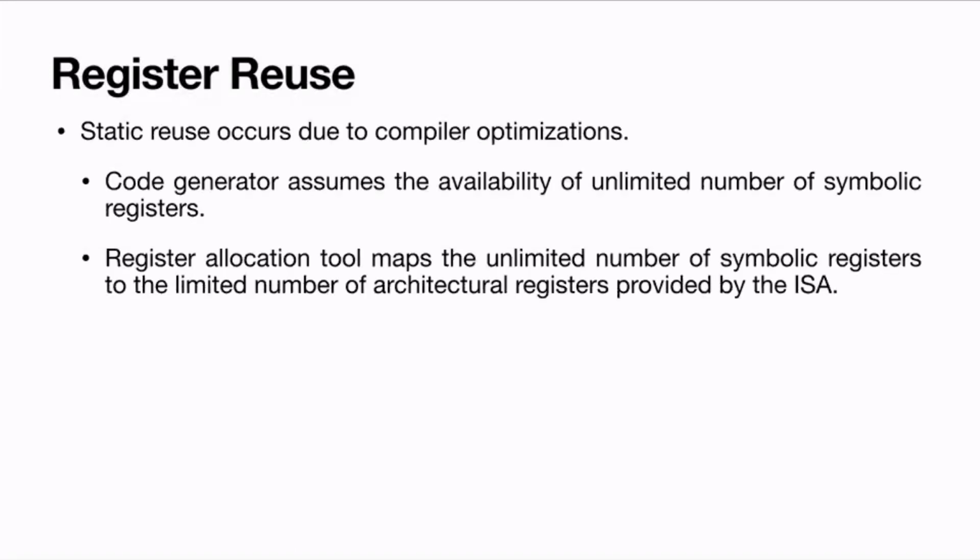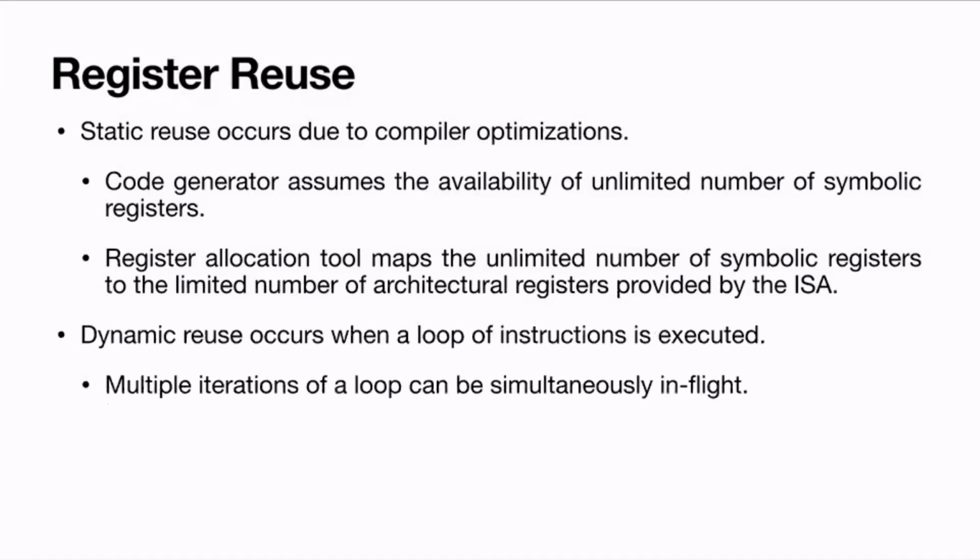So static reuse occurs due to the compiler optimizations. Code initially assumes an unlimited number of registers, and finally it will be mapped to a limited number of registers that is specific to the ISA. But at runtime, because of this loop body, multiple iterations are co-located in the entire pipeline. Because of that, the same register in this loop body appears again for the next iteration. As a result, the same register is occurring in multiple places among your in-flight instructions.